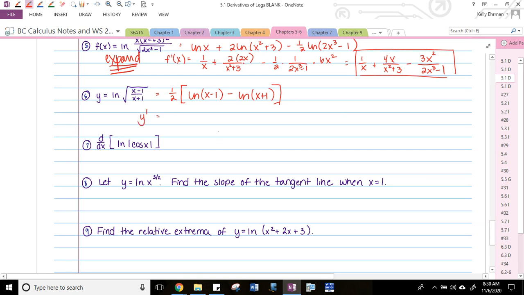Y prime then will be equal to 1/2 the natural log of x minus 1 is 1 over x minus 1. Chain rule, derivative of x minus 1 is just 1. Minus 1 over x plus 1.